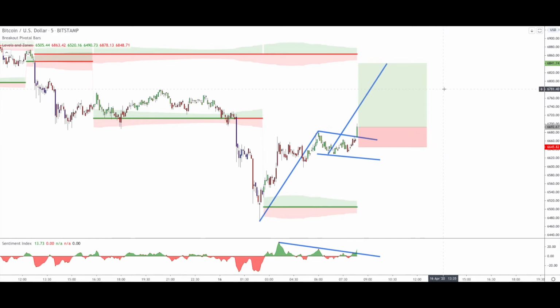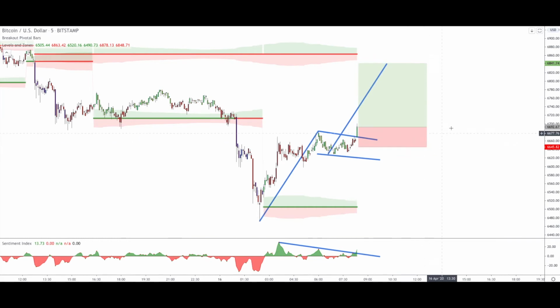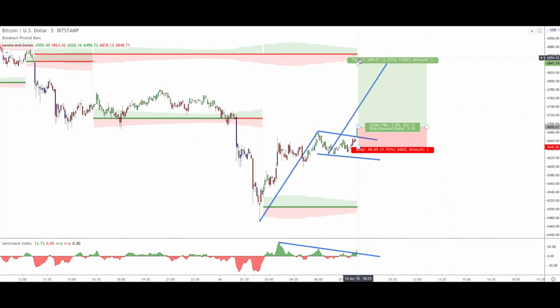So it looks like it might work. I would say that the price could potentially reach this level up here, this resistance. I mean, it could go and retest this level. If it moves up, then the chances are that it goes up here and retest this level.